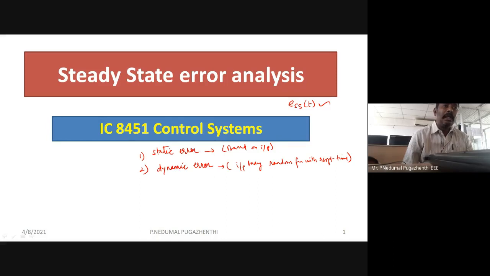Dynamic error has an advantage: it does not depend upon the input. Any random input can be taken into account, and it provides a clear idea about how the error changes with respect to time. That's the advantage of going for a dynamic error.